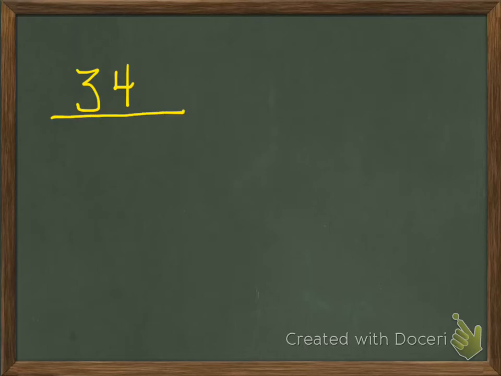What are the factors of 34? Well, the first thing I do is say, let's try and find those factor pairs. I know that 1 times 34 is 34. Those are two factors of 34. 34 is an even number, so some number times 2 must give the product of 34.